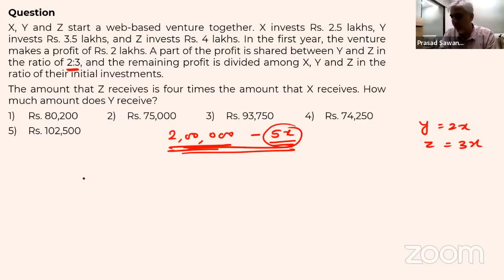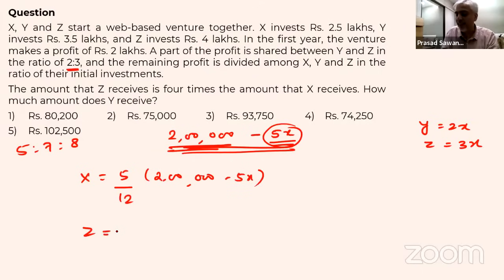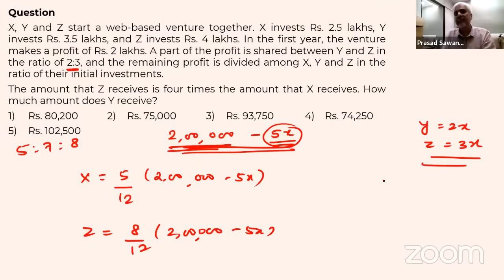So, X would get 5:7:8. That will be 20. So, X would get 5 by 12 of 2 lakhs minus 5x, while Z would get 8 by 12 of 2 lakh minus 5x. And Z also gets this 3x. Then there will be 4 times. Pathetic method this will turn out to be. So I would never do this method.